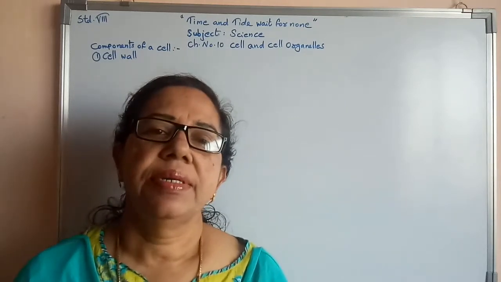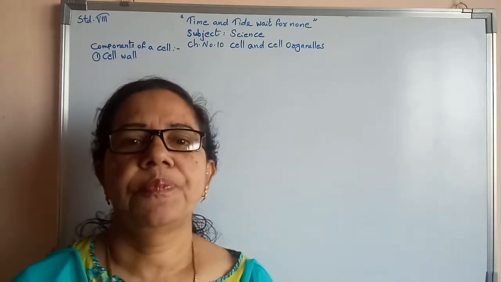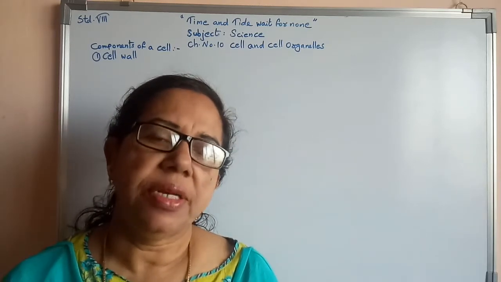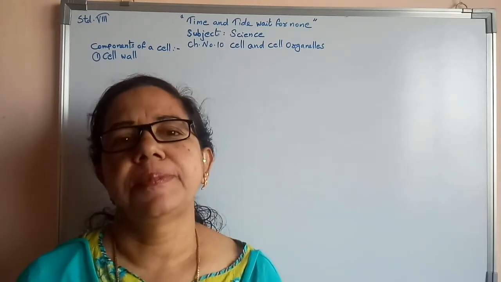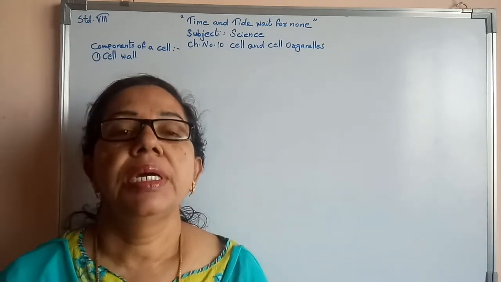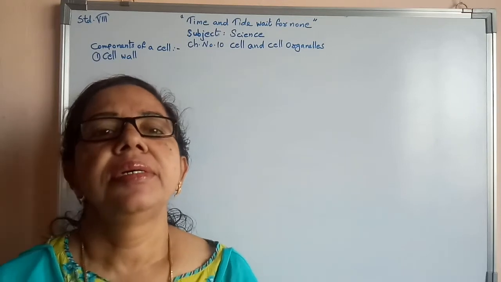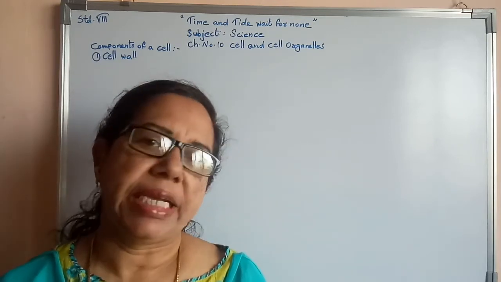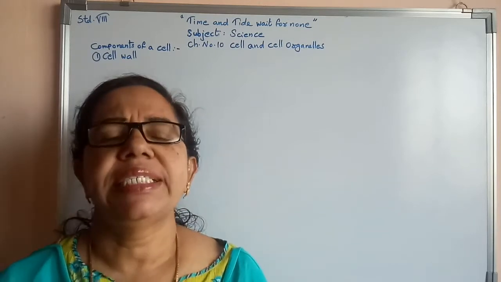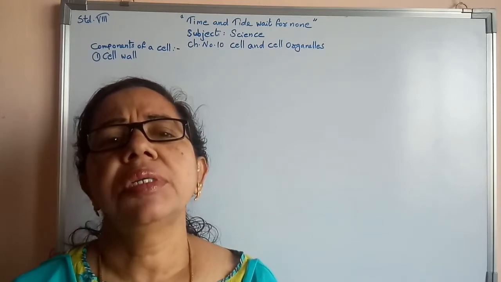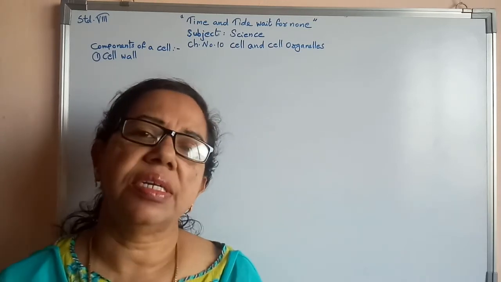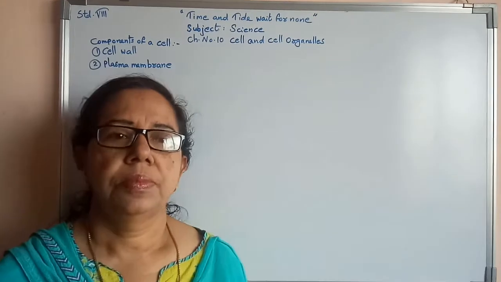Now we will study components of a cell. Cell wall. Cell wall is present only in plant cells. Cell wall is made with the help of carbohydrates like cellulose and pectin. It gives protection and support to the cell by not allowing excess of water into the cell.